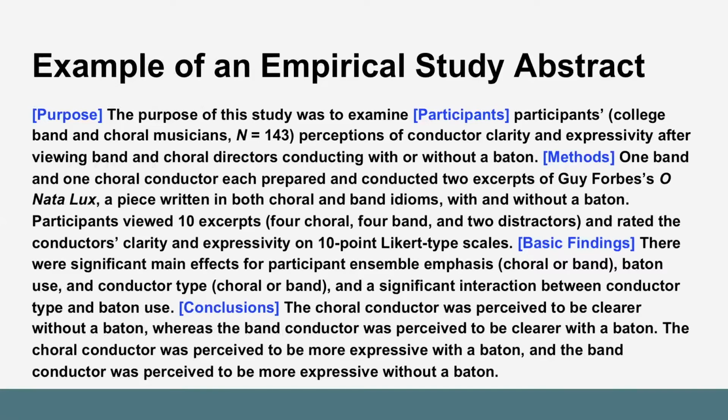What were their basic findings? There were significant main effects for participant ensemble emphasis, choral or band, baton use, and conductor type, choral or band, and a significant interaction between conductor type and baton use. And so what can we conclude from that? The choral conductor was perceived to be clear without a baton, whereas the band conductor was perceived to be clear with a baton. The choral conductor was perceived to be more expressive with the baton, and the band conductor was perceived to be more expressive without a baton.